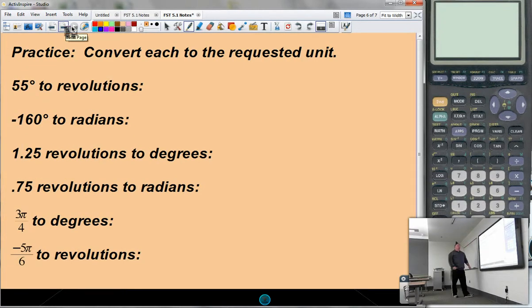So, here are some practice problems converting each to the requested unit. So, we'll give you about 2 minutes. See if you can do those conversions. Okay, and then we'll come back.